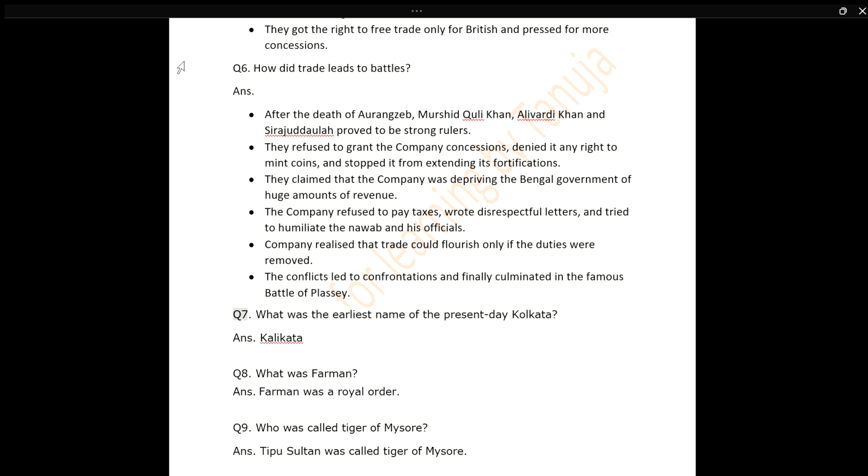Q7. What was the earliest name of the present-day Kolkata? Ans. Kalikata. Q8. What was Farman? Ans. Farman was a royal order. Q9. Who was called the Tiger of Mysore? Ans. Tipu Sultan was called the Tiger of Mysore.